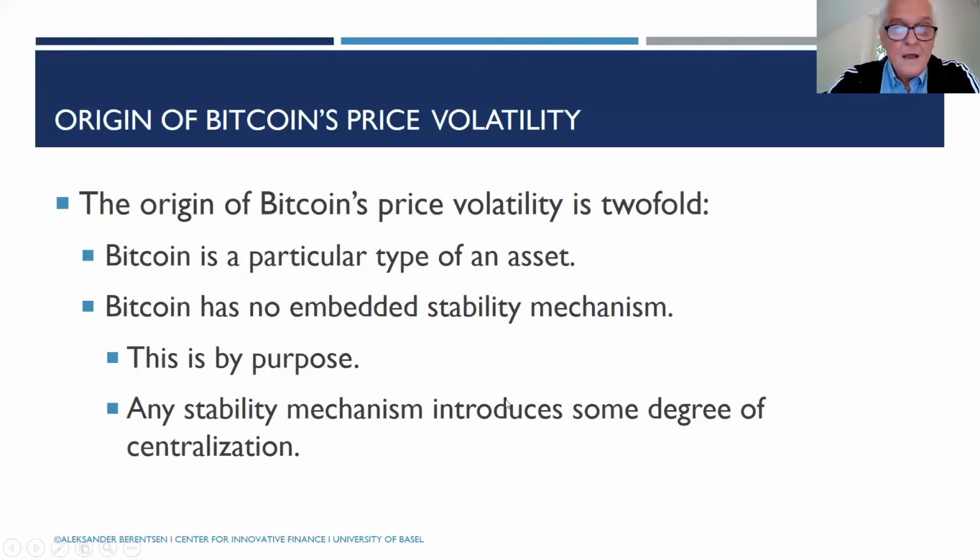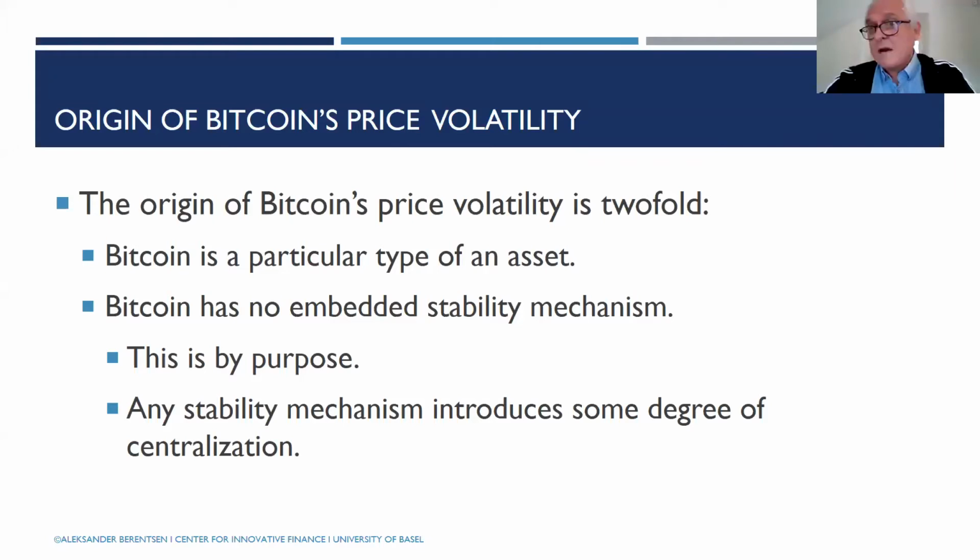Before we go down this path further, we need to understand where the volatility of Bitcoin comes from, and by the way, of other crypto assets. Ether, and most crypto assets, are very volatile. I think there are two origins of the instability. First of all, it's a particular type of asset that has no anchor. I will come back to this. It has no price anchor, and it also has no stability mechanism. There's nothing inherent in Bitcoin that stabilizes its price.